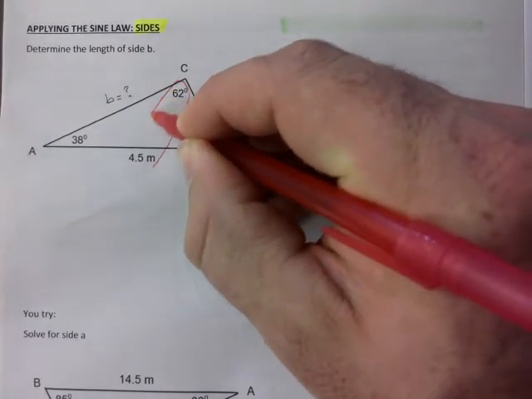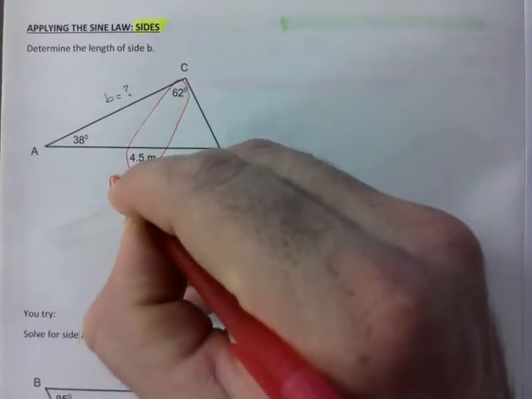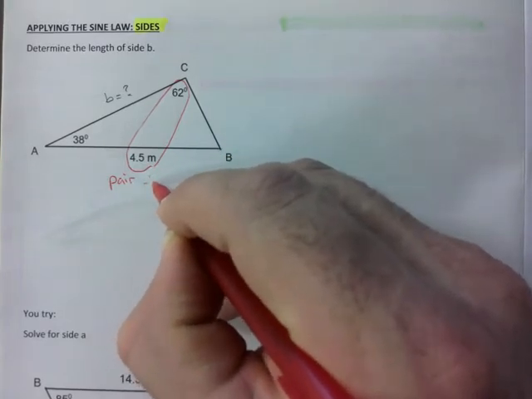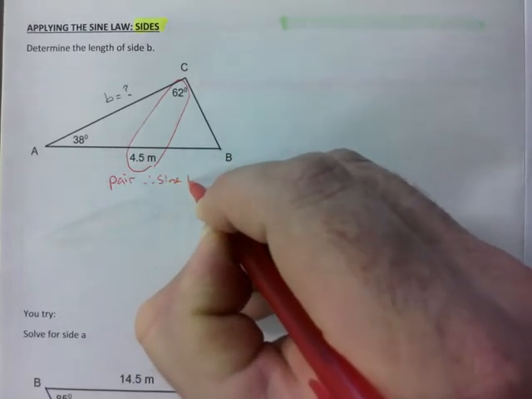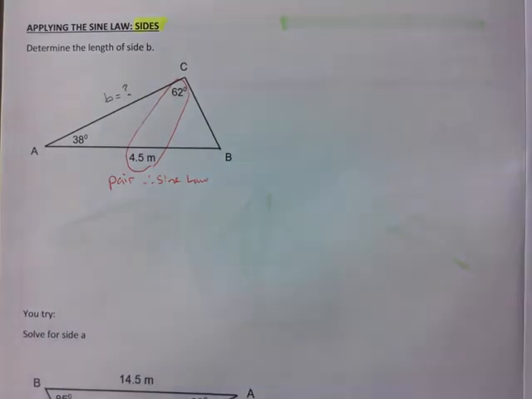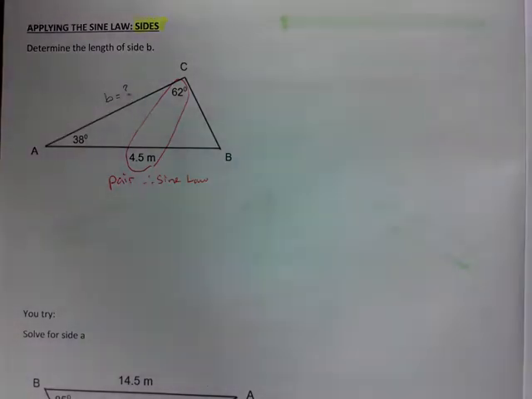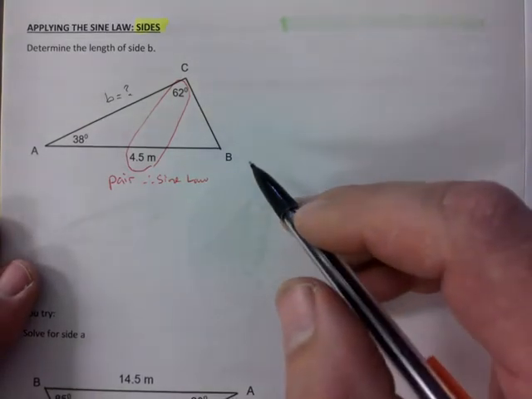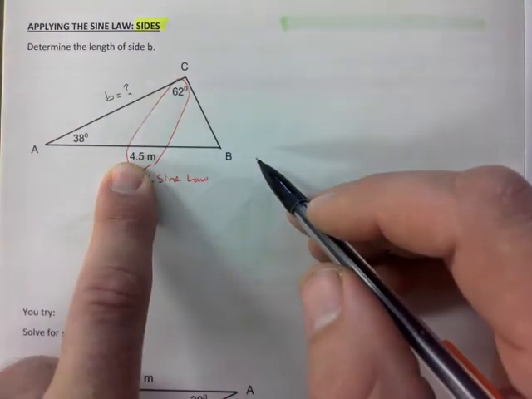For now, I'm going to do that so it sticks out. Pair, therefore, sine law. And the reason I'm doing that is because soon you're going to have to choose between sine law and cosine law. So I'm getting you ready for that. So I have my pair. That's going to be my original setup.